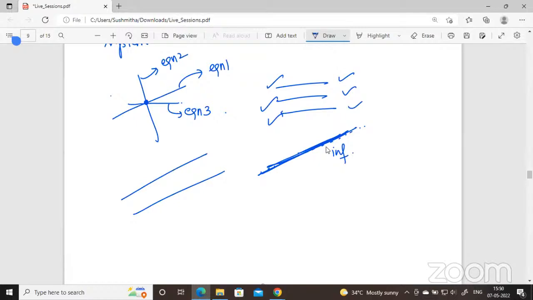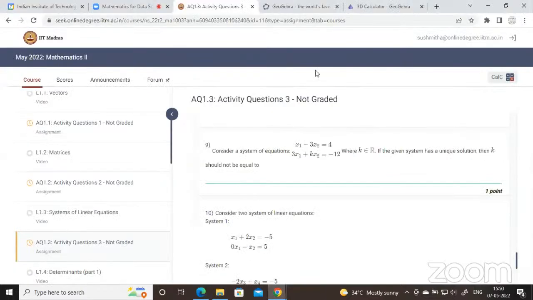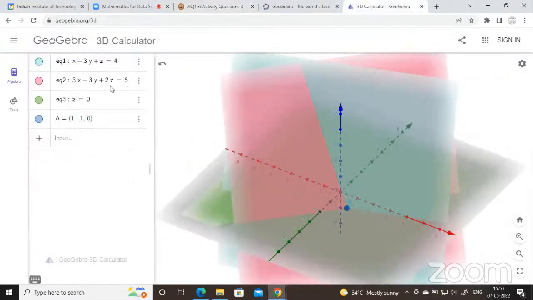But then if we have 3 variables, then we will have infinitely many solutions. When you have 3 variables, you'll have 2 planes intersecting, right? This will be one plane. This will be another plane. So there'll be a line of intersection. So there'll be infinitely many solutions, right? Ma'am, can you go back? What was the question?